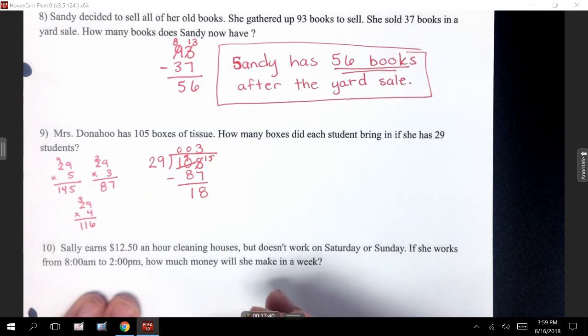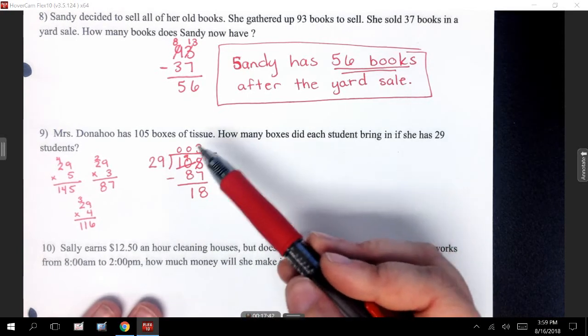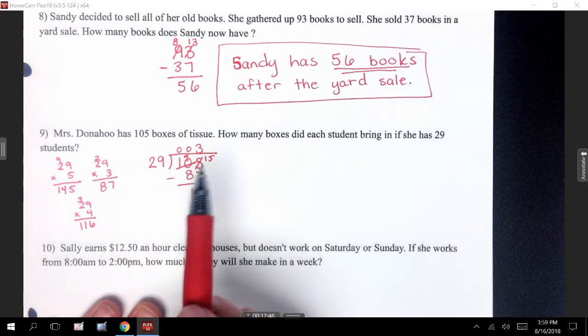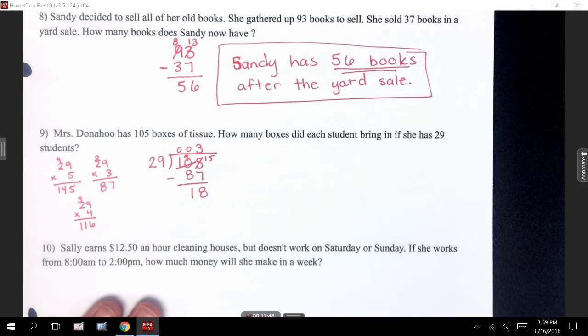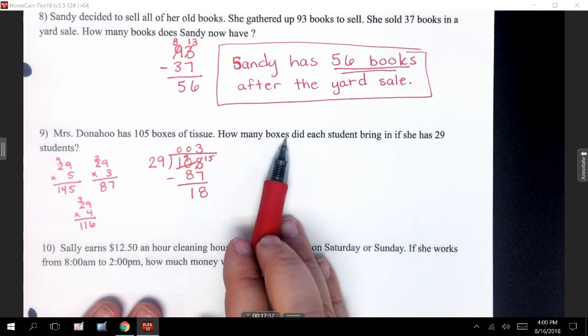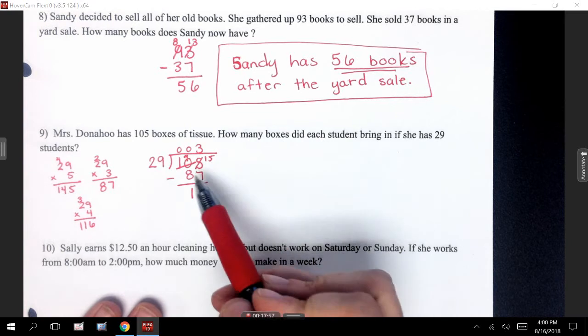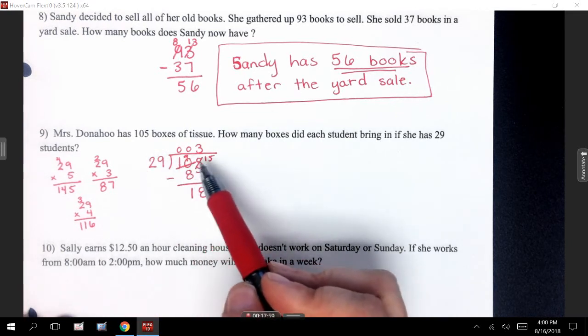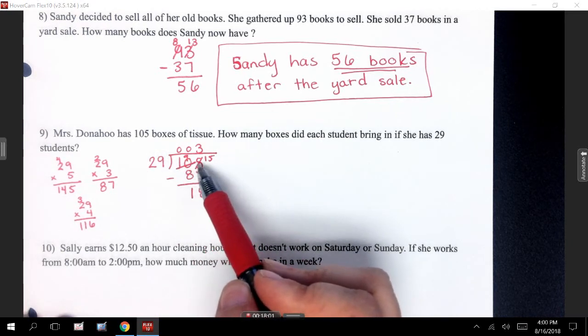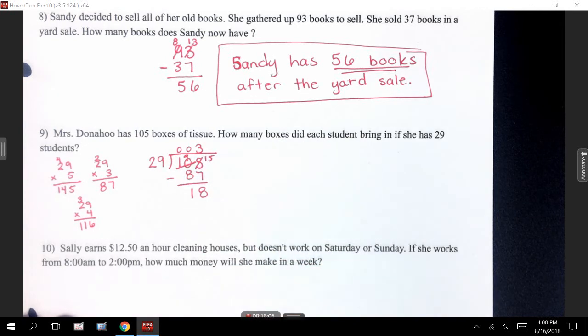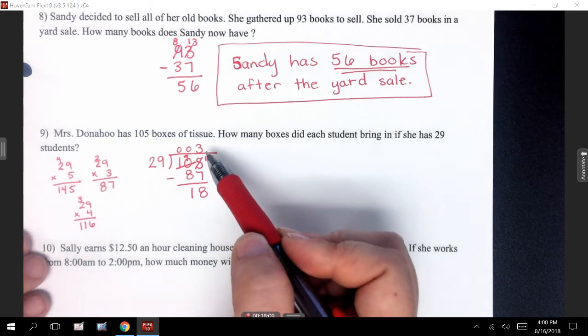As we found out this week, when we do word problems, that doesn't necessarily mean I want to write my remainder as a fraction. We want to make sure we go back and read and see what the question was actually asking us. So it wants to know how many boxes did each student bring if she has 29 students. So we saw 29 goes into 105 completely 3 times. All right, since a student isn't going to bring in a piece of a box, I am just worried about the whole number for right now.